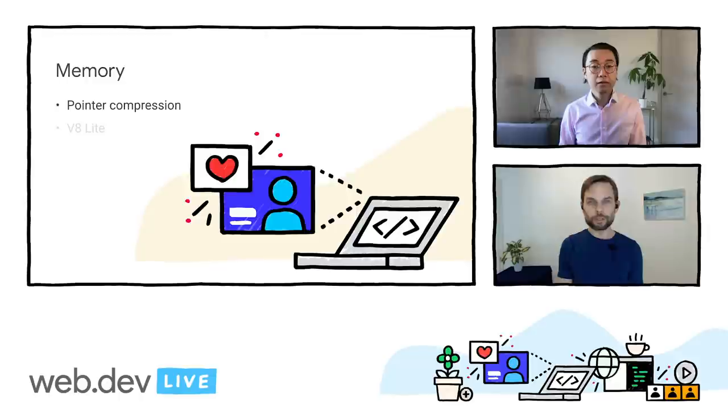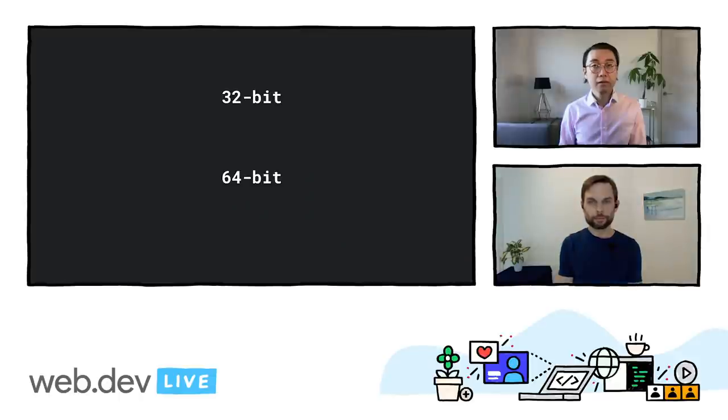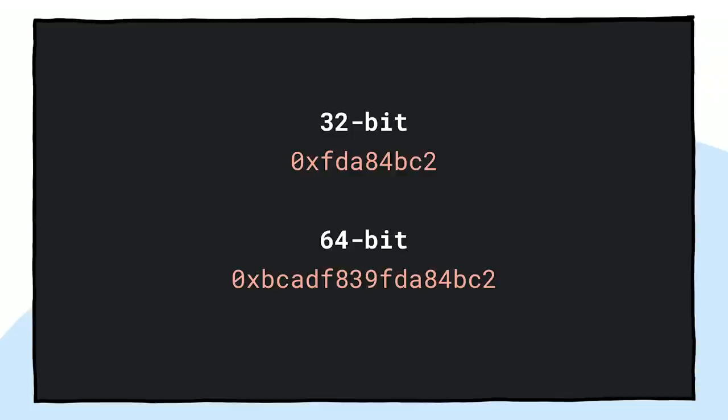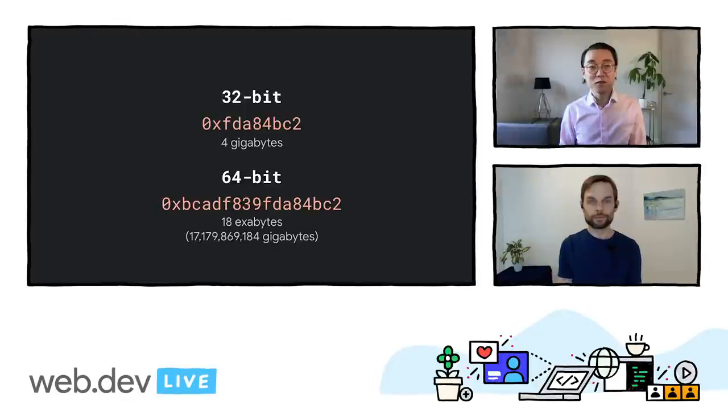So pointer compression, first of all, you've probably heard that machines are 32-bit or 64-bit. On 32-bit machines, we have 32-bit pointers. On 64-bit machines, we have 64-bit pointers. And the whole point of this, no pun intended, is that 32-bit pointers can reference up to 4 gigabytes of memory. 64-bit pointers can reference up to 18 exabytes of memory, which is quite a lot more. And Chrome wants to be able to run in 64-bit so that it can access more than 4 gigabytes of memory. Yeah, Chrome definitely needs more than 4 gigs.